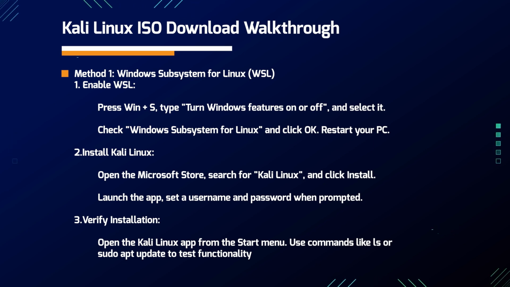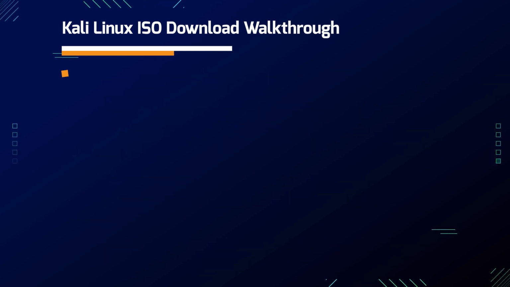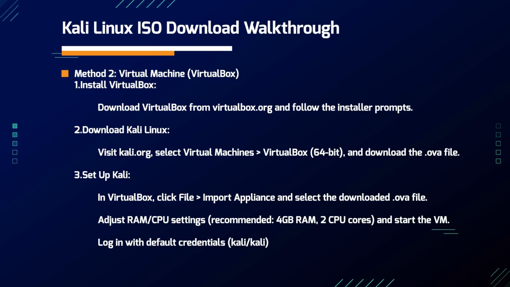Open the Microsoft Store, search for Kali Linux, and then click install. Launch the app, right? Set a username and password when prompted. Then verify the installation. So open the Kali Linux app from the start menu. Use commands like ls or sudo apt update to test functionality. That was the first method. Here's the second method. There's the virtual machine like the VirtualBox. So you can install VirtualBox.